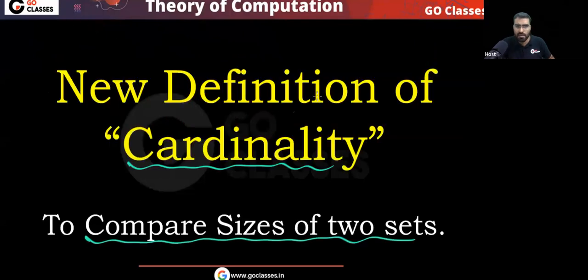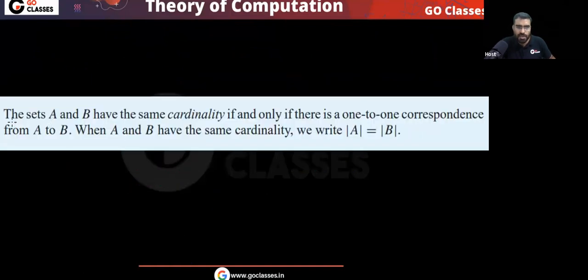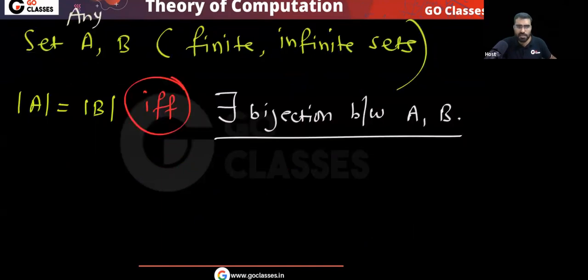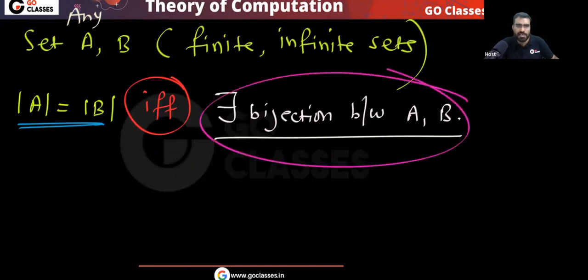So this is what I'm saying. This is the new definition of cardinality, so that we can compare the sizes of two sets. You can notice two sets have the same cardinality if and only if there exists a one-to-one correspondence, a bijection. In this situation, we will say they have the same cardinality. This is the definition. So two sets have the same cardinality if and only if there exists a bijection between them.